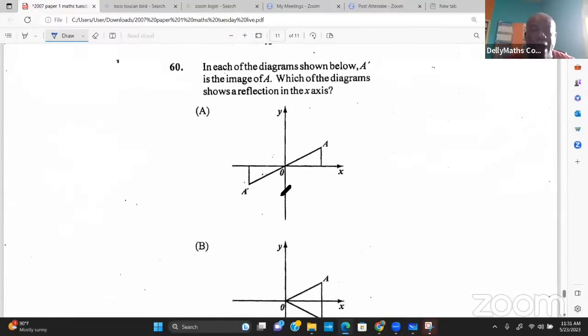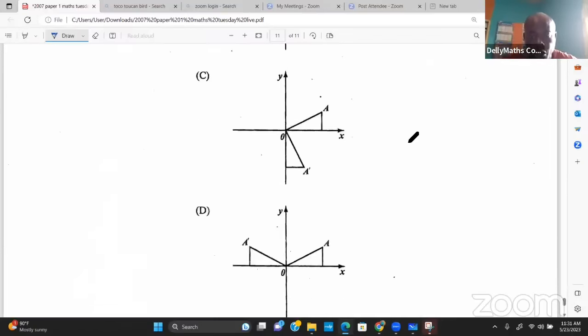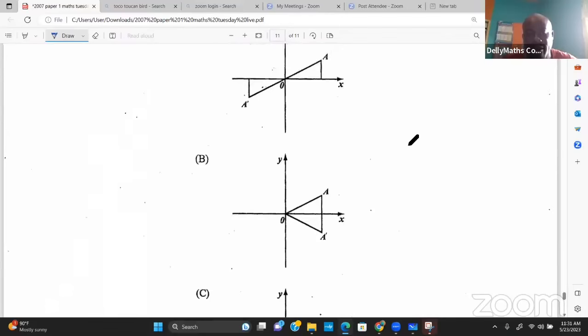Last, the diagram, it says in each of the diagrams shown below, A prime is the image of A. All right, good. So A is the object. Which of the diagrams shows a reflection in the x-axis? Well, you could look for yourself. The x-axis is right here. This is the x-axis. And A reflected would give you this. Definitely. So the answer is B.